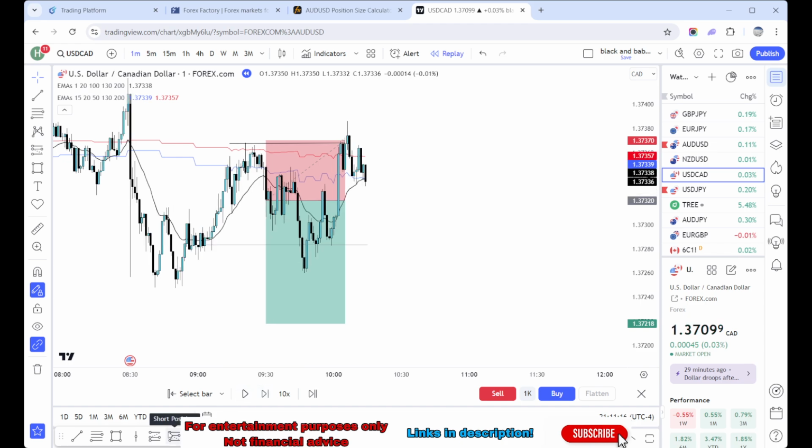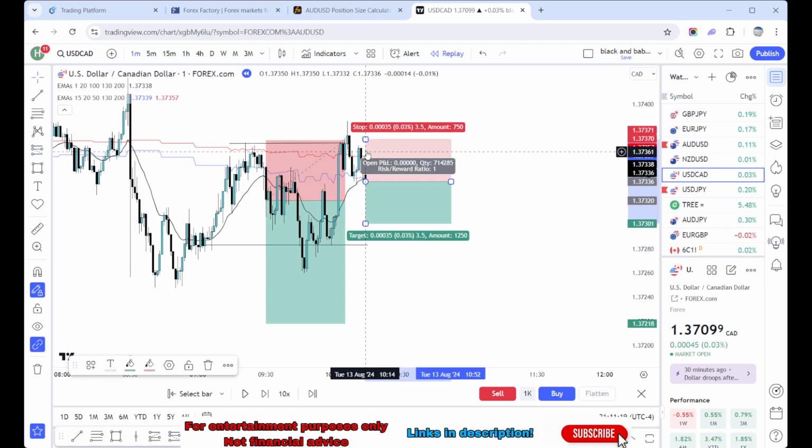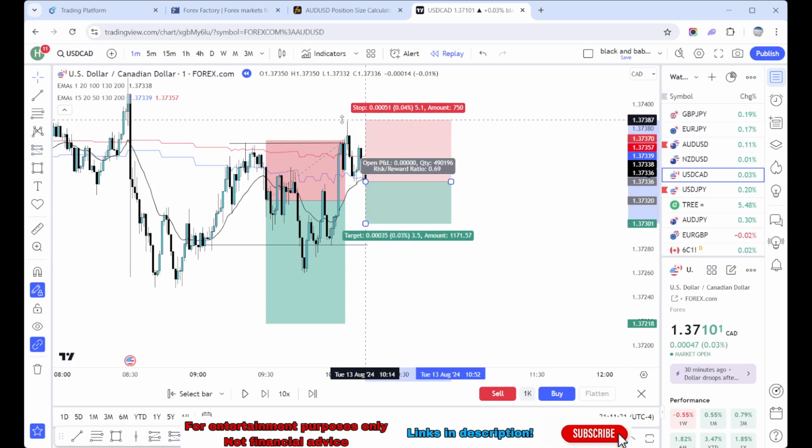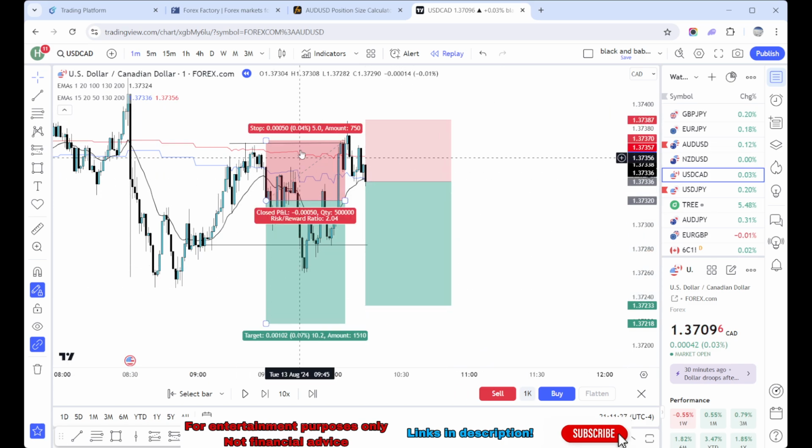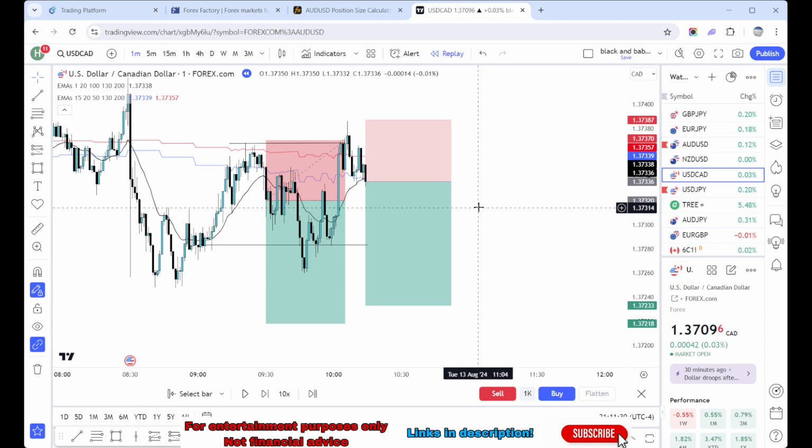Boom. There's a little entry right there. Close below it. That's our entry. Stop loss will go above the high right here. About a 5 pip stop loss. Target a 1 to 2R. Again, we're risking 0.5% on this one because we risked 1% and we lost 1%. So we're down 1%. Okay?